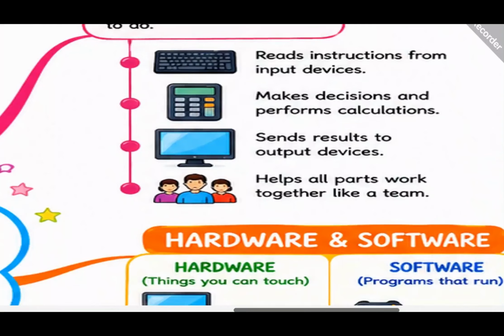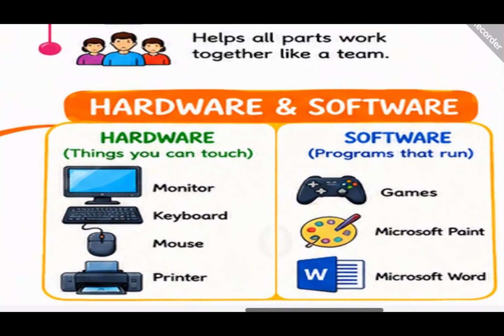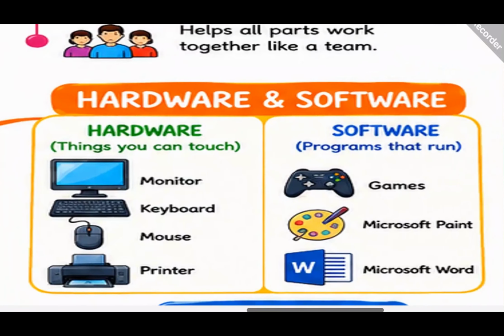Now we will move on towards the next component of computer, that is hardware and software. Hardware are the things that you can touch, like monitor, keyboard, mouse, printer. Software are the programs that you can run on your desktop computer or PC, like games, Microsoft Paint and Microsoft Word. So these are the hardware and software parts of the computer.